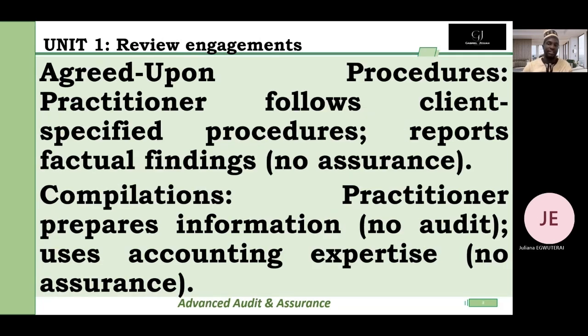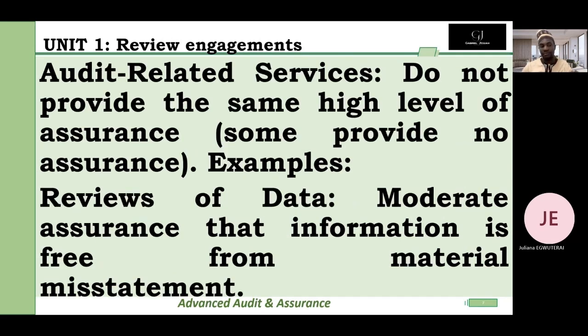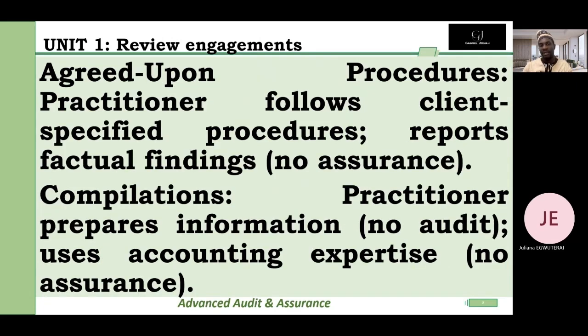Then another audit-related service is agreed upon procedures, where a practitioner follows client-specified procedures: this is what I want you to do. Help me look into these areas. Help me, for example, work on an acquisition of a target company we want to buy. So as a professional, help me. So agreed upon procedures are specific areas, reports of factual findings, and there is no assurance provided in this area, unlike that of the review of data. Moderate assurance is provided for review of data. For agreed upon procedures, there is no assurance provided.